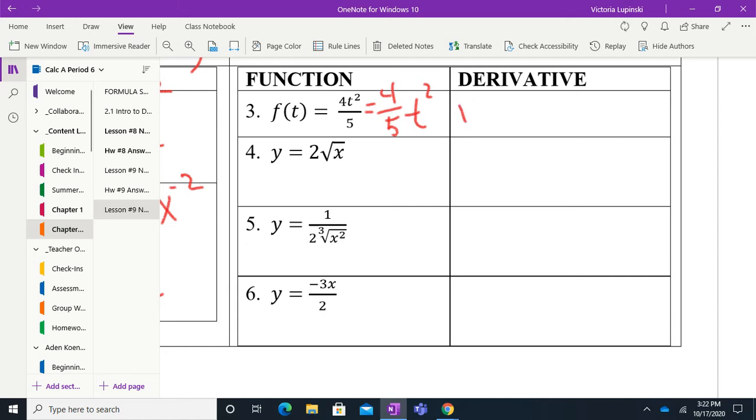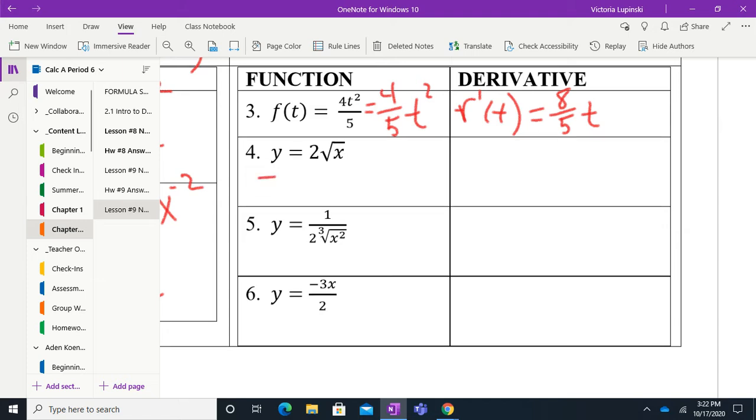So because this is f of t, we're going to call the derivative f prime of t. You're going to bring down the 2. You're going to multiply it by 4/5. That's going to give you 8/5. You're going to take t squared to the 1 less power, which would just be t to the first. You can put a little first there if you want to. Otherwise, 8/5 t is perfectly good.